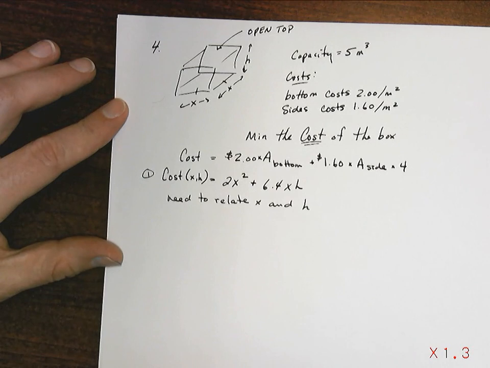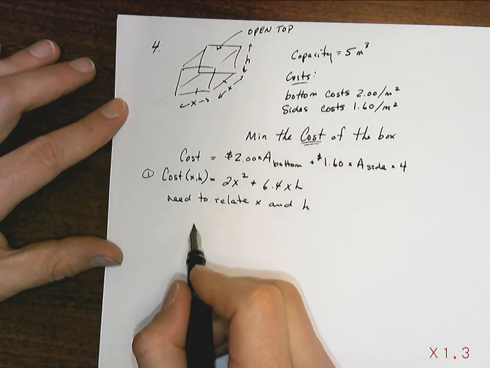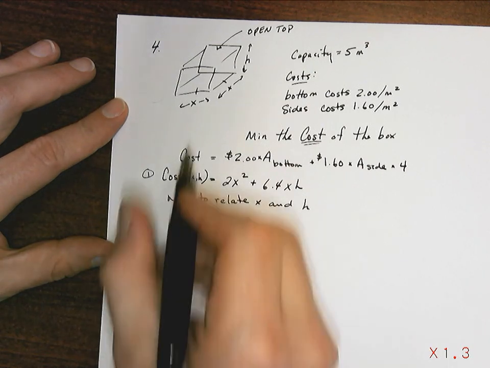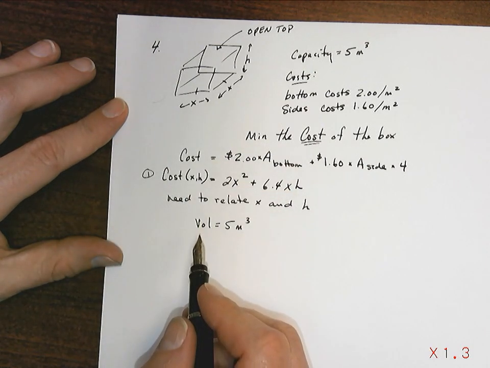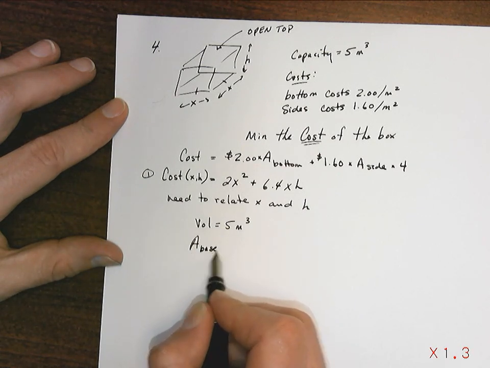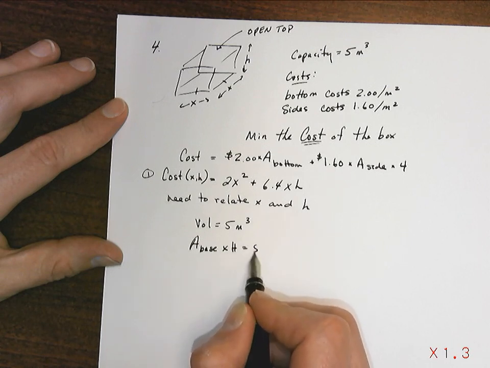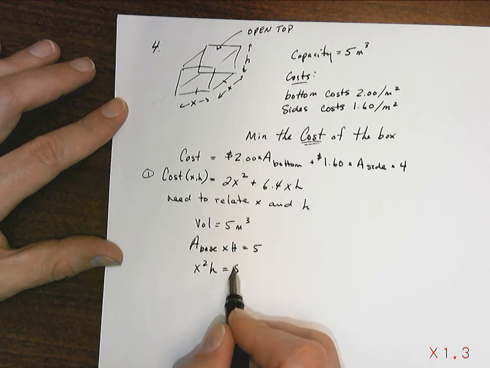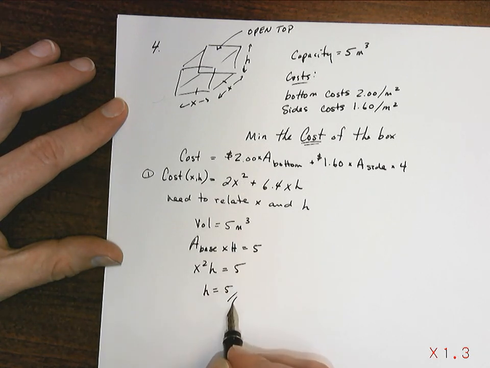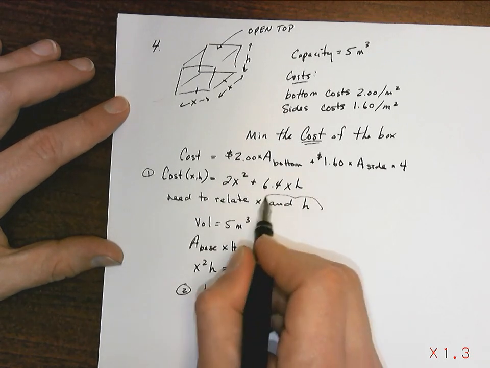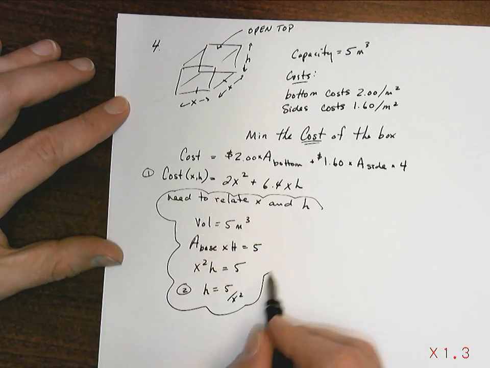So I go looking for that, and I notice I haven't used my capacity yet. So volume is equal to 5 meters cubed. The volume for this regular shaped solid is area of the base times the height. I write that out so I don't forget. So it's going to be x squared times h equals 5. So h is going to equal 5 over x squared. And we'll consider that equation 2. And that's a different logic statement, so we'll make a different bubble.